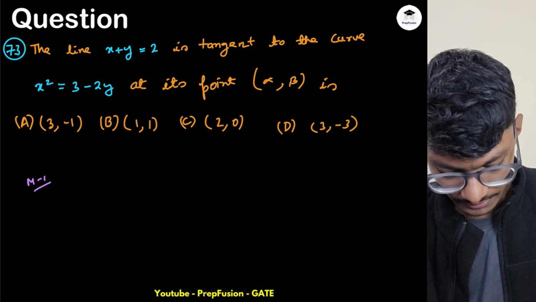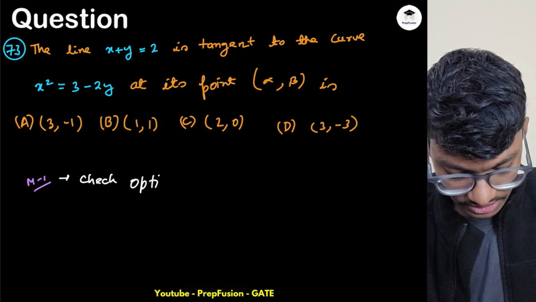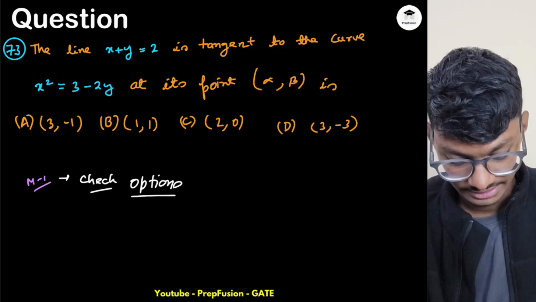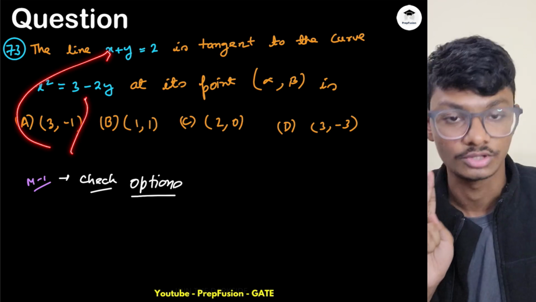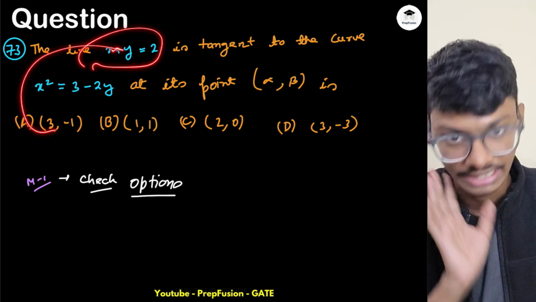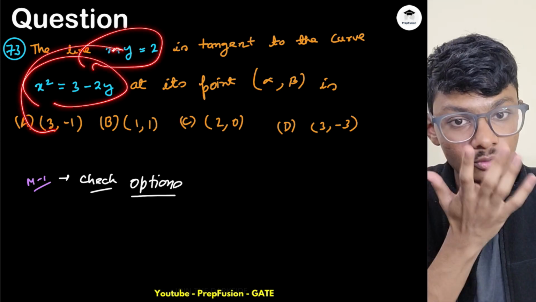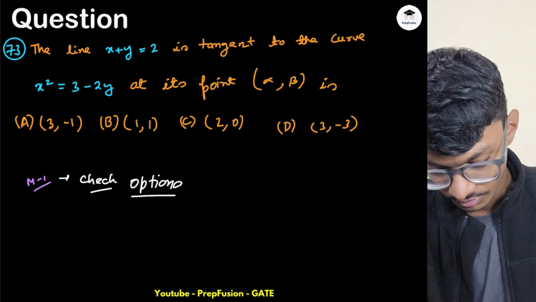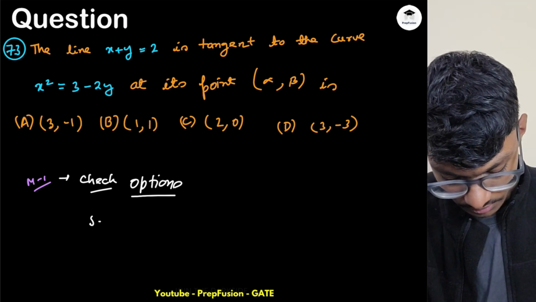The shortcut is basically to check the options. Obviously, if this point is a tangent point, then it should satisfy this equation and this equation also. This is the line of the tangent, so obviously it has to satisfy this equation at that particular point, and it also has to satisfy the equation of the curve, because the tangent touches the curve. So here I can write: satisfy both equations.